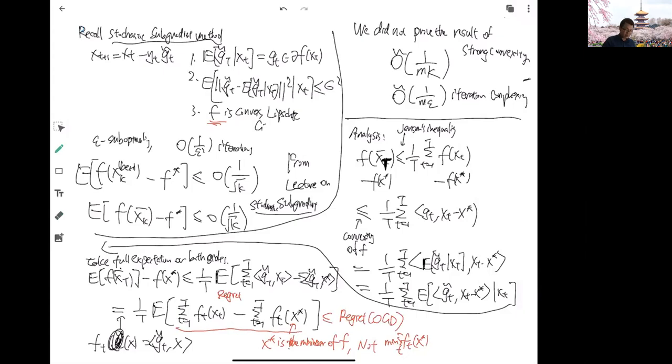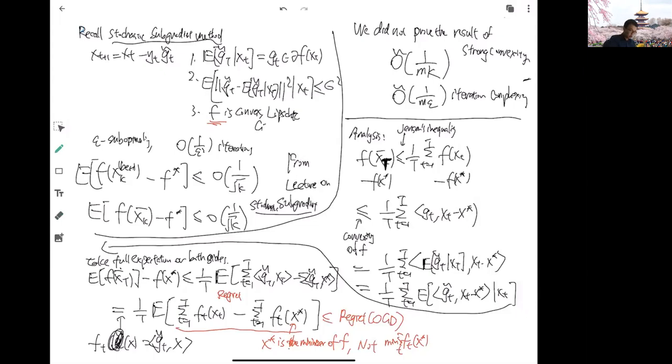Why is that the case? Since the gradient of f_t at x_t is the same as the gradient of the original function f at x_t. Therefore, we have this black box reduction to OGD: provided that we can bound the regret of OGD, then we get a convergence bound for the corresponding stochastic subgradient methods.